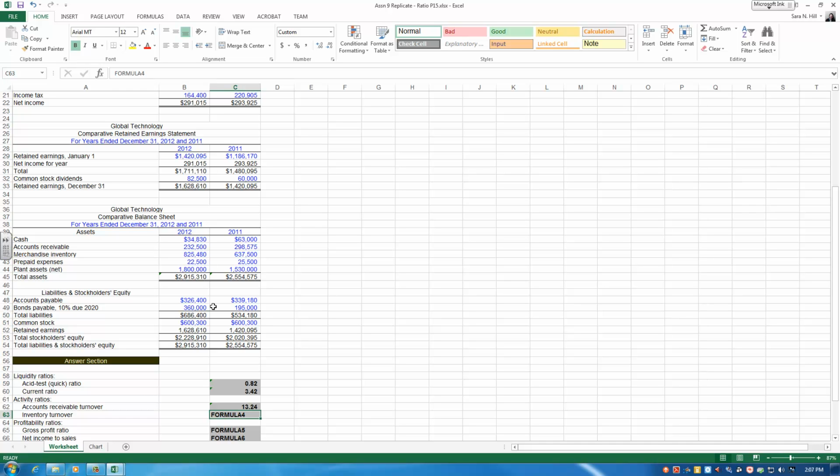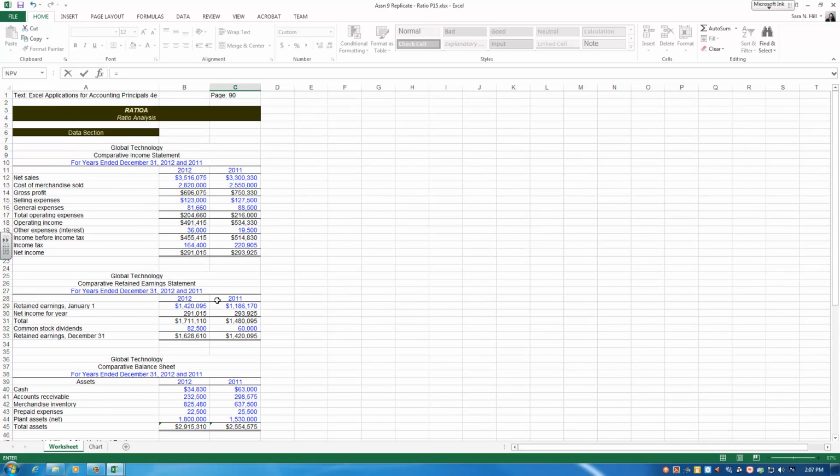Next up is our inventory turnover. The inventory turnover ratio is the measure of how much inventory is sold over a period of time. So here we start with cost of goods sold, and we divide that by our average inventory. So another average, but let's go up and grab our cost of goods sold. We're going to find that up top here in our income statement.